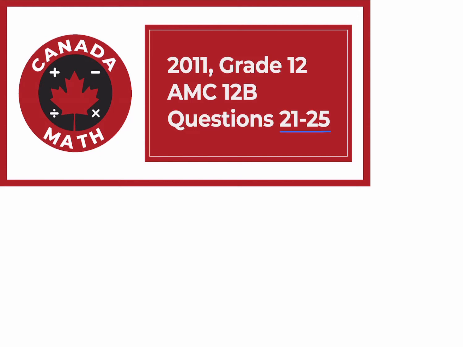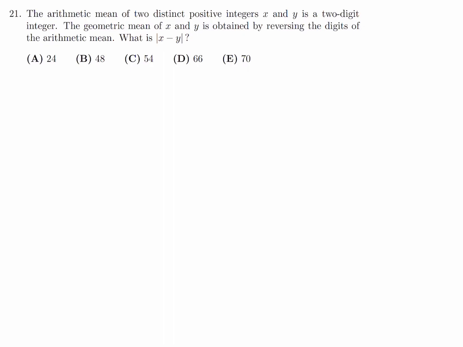Questions 21 through 25 on the 2011 grade 12 AMC 12B. The arithmetic mean of two distinct positive integers x and y is a two-digit integer. The geometric mean of x and y is obtained by reversing the digits of the arithmetic mean. What is the absolute value of x minus y?